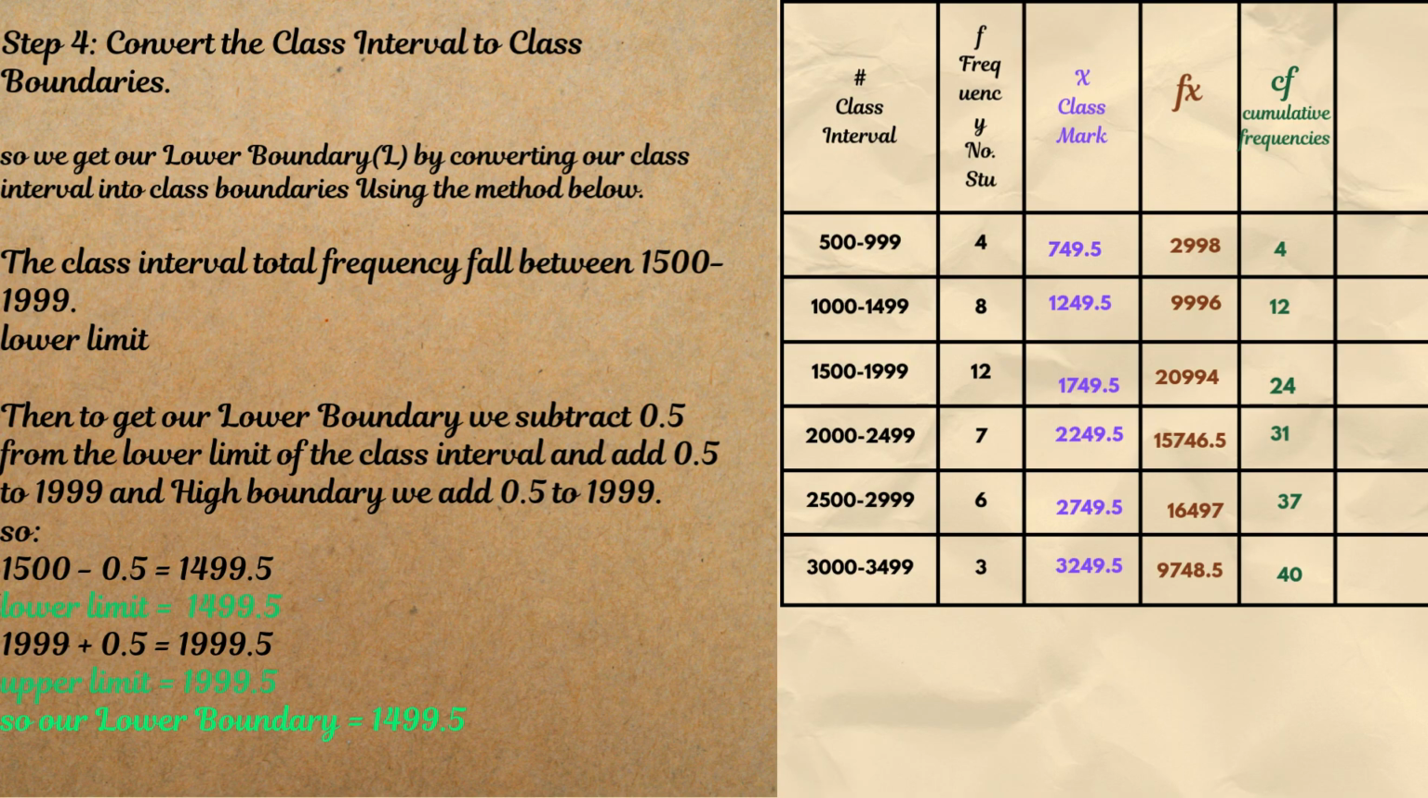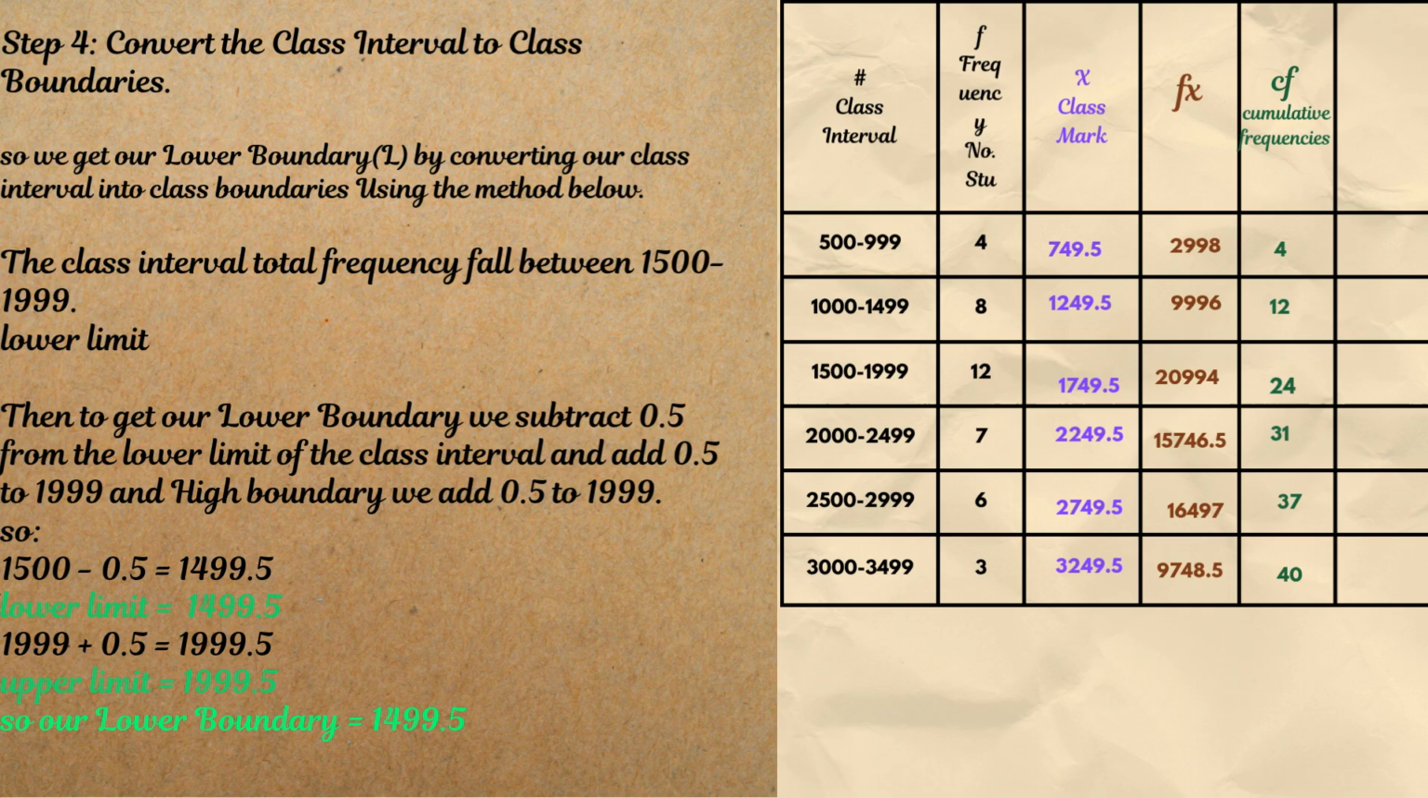Step 4. Convert the class interval to class boundaries. So we get our lower boundary, L, by converting our class interval into class boundaries using the method below. The class interval falls between 1,500 to 1,999. To get our lower boundary, we subtract 0.5 from the lower limit of the class interval, and for the upper boundary, we add 0.5 to 1,999.